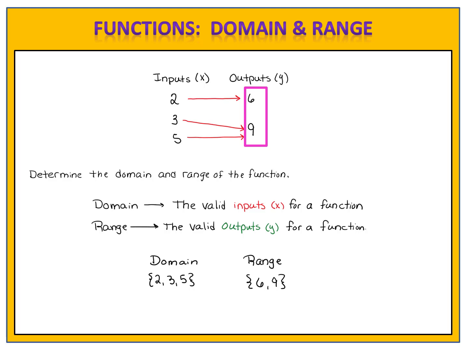Similarly, when we look at the numbers in the range, 6 and 9, 6 and 9 together make up the range. It's the list of all of the outputs. It would be incorrect to say that 6 was a range. 6 is not a range, it is an output or a member of the range. Range refers to all of the outputs brought together collectively.